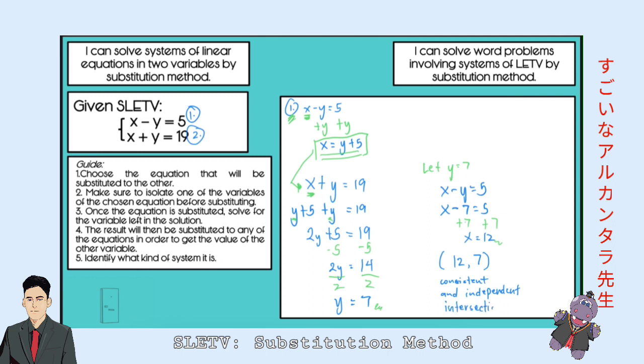So this is what you can take note of. When you graph it, it's going to be intersecting lines.